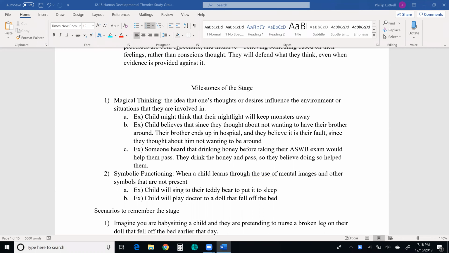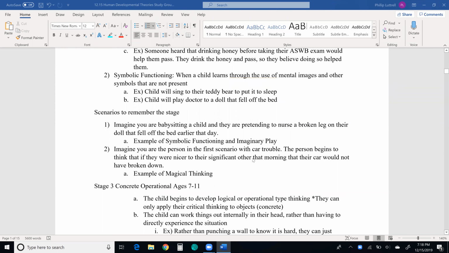So to solidify this particular stage, there are two scenarios. So the first one, imagine you're babysitting a child and they are pretending to nurse a broken leg on their doll that fell off the bed earlier that day.